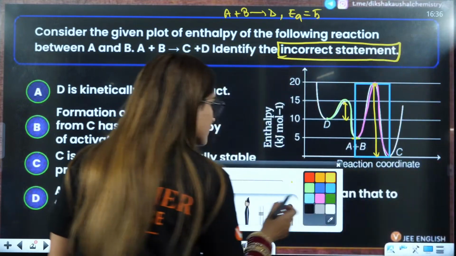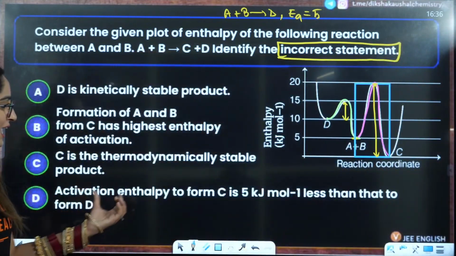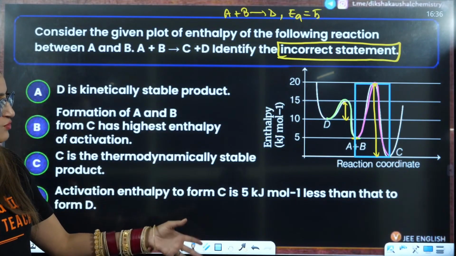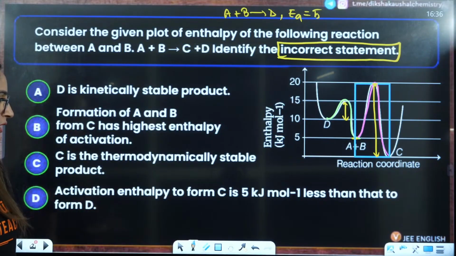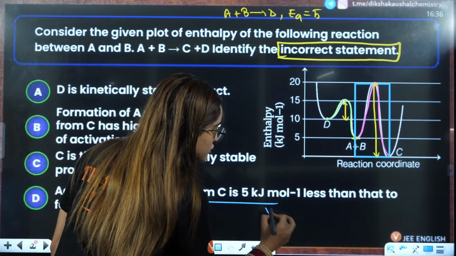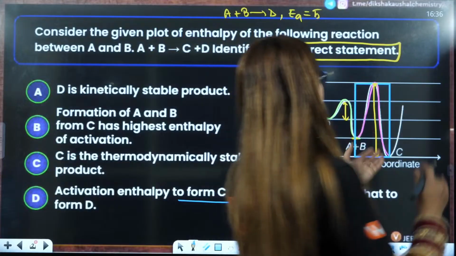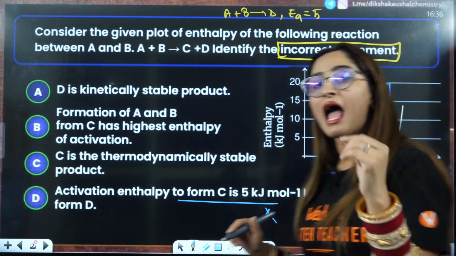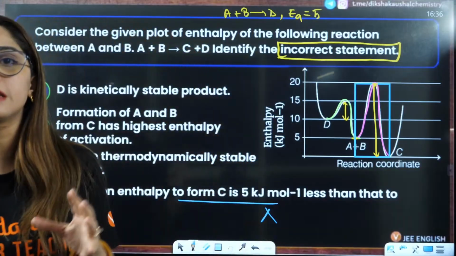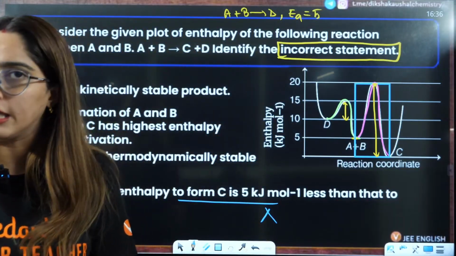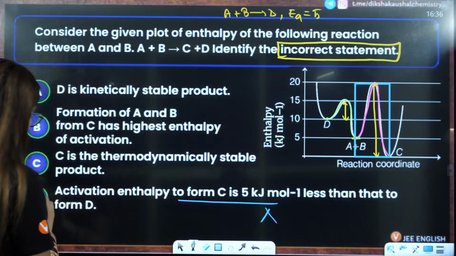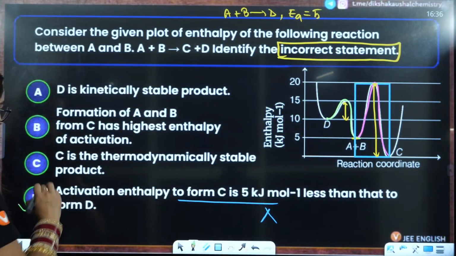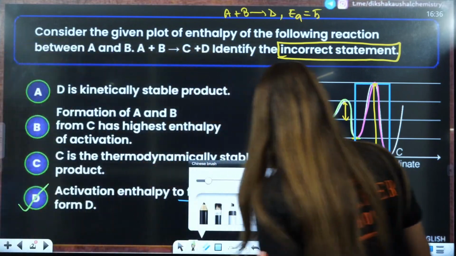Here the last statement says the activation energy to form C is 5 less than that of D. That is definitely incorrect, because here the activation energy is this much and here the activation energy is this much. That means the activation energy required to form C is larger than that of D. So this statement is incorrect, and that is going to be our correct answer, because they were asking for the incorrect statement.